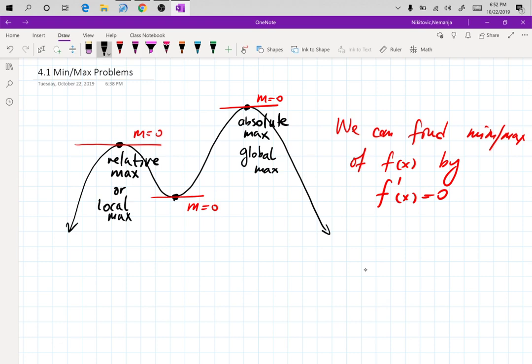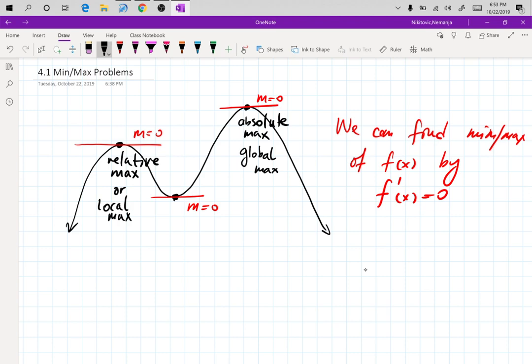So sines and cosines would have infinitely many of those, but then if you just have, let's say, x squared, the U-shaped one, the parabola, that only has an absolute min. So this one is absolute max because its y value is the highest y value that the entire function has. This one is relative max. It's a maximum in its neighborhood, okay? When you take a look at some neighborhood around this point, it's a maximum in that neighborhood.